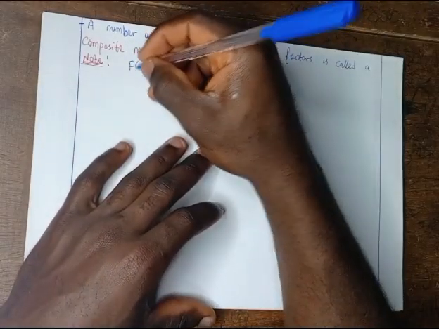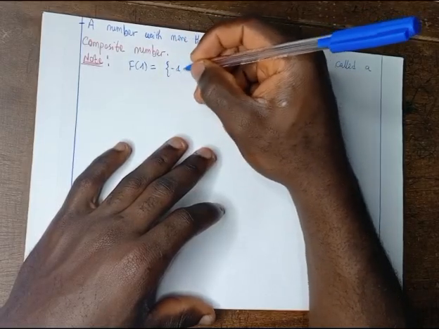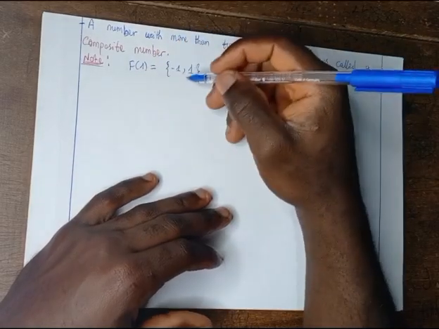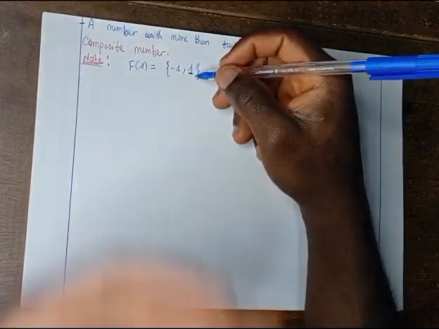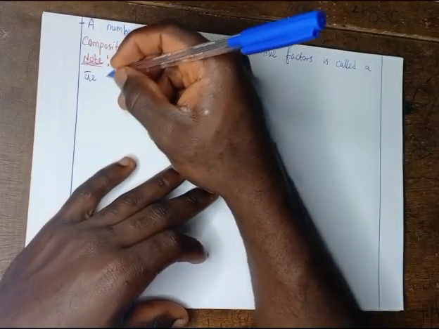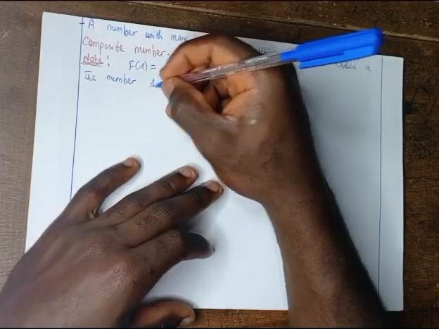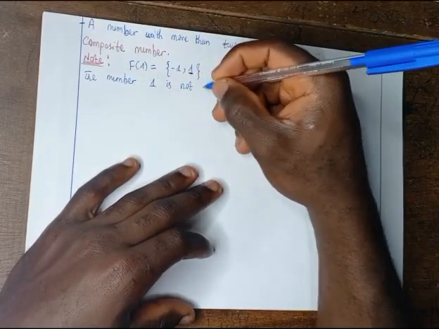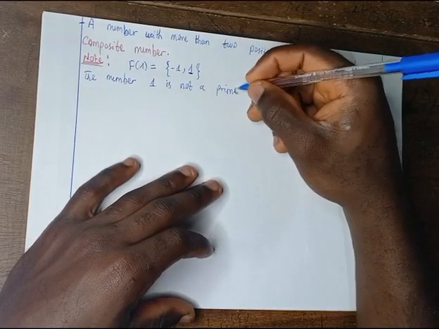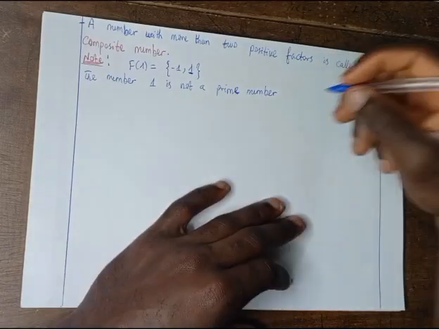If we write out the factors of the number 1, we have -1 and 1. In this case, you'll see that the number 1 has just one positive factor, which is 1, the number itself. Let's write this down. The number 1 is not a prime number. So you take note of this. 1 is not a prime number.